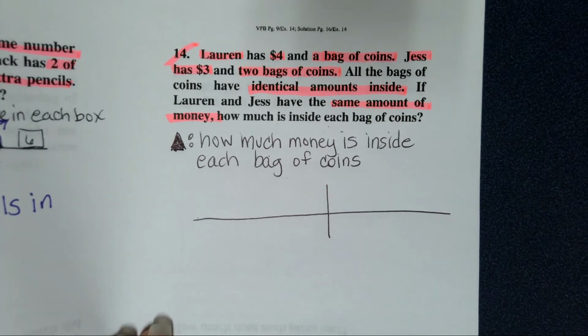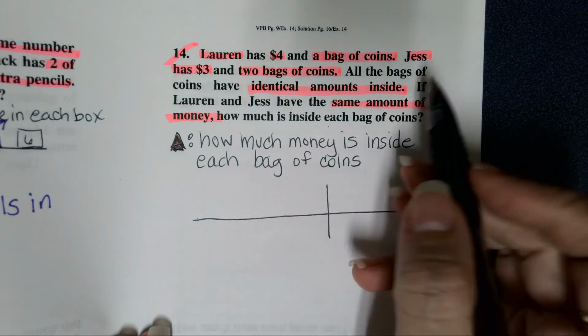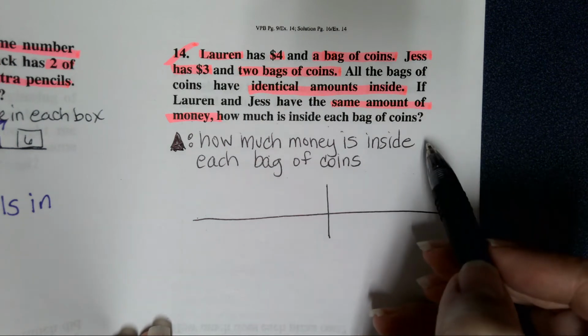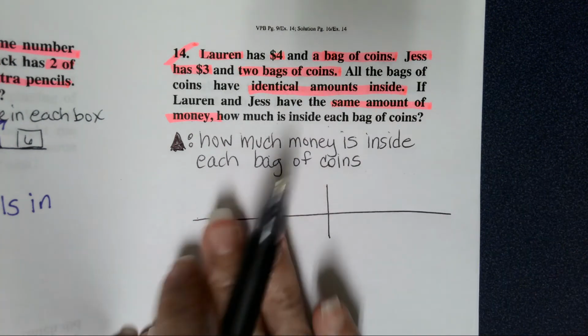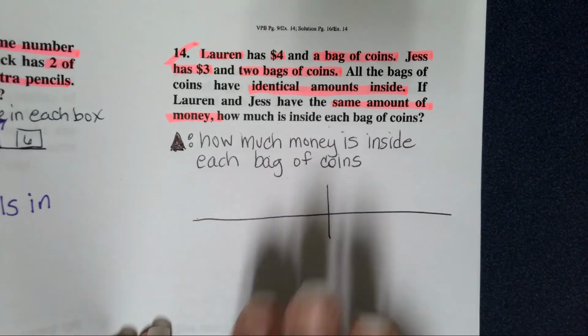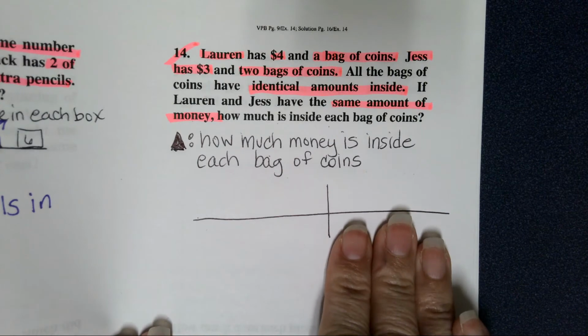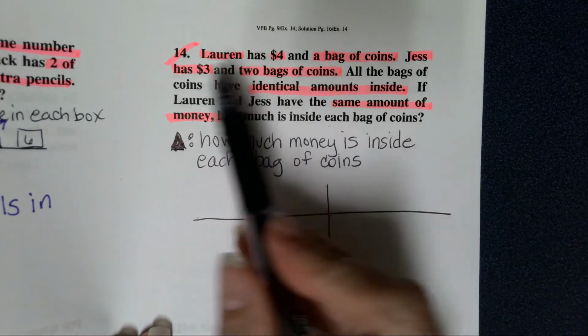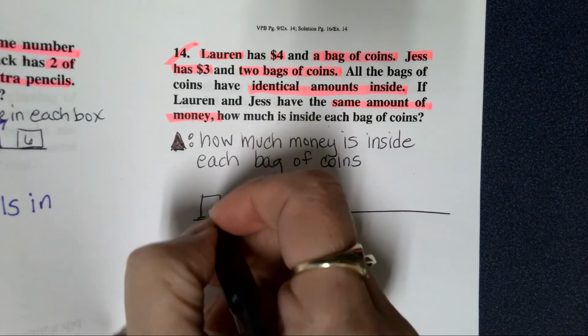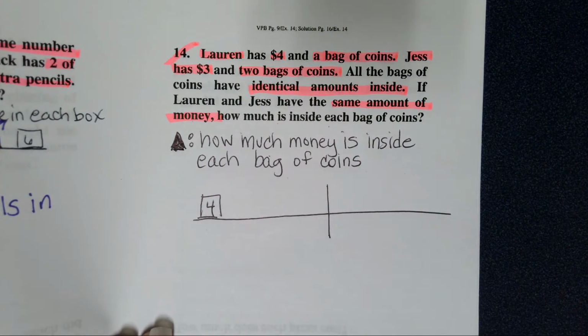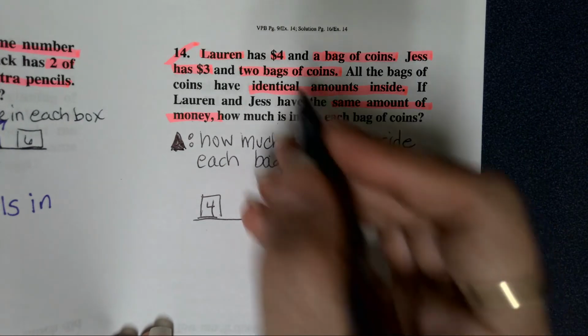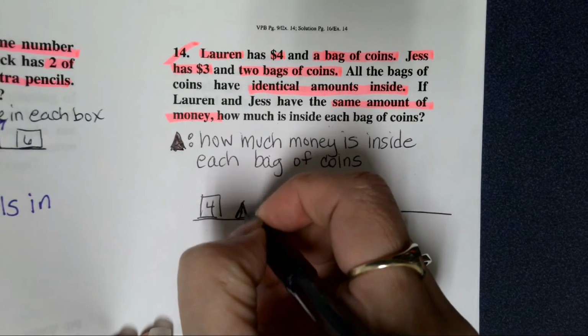Lauren has $4 and a bag of coins. Jess has $3 and 2 bags of coins. All the bags of coins have identical amounts inside. If Lauren and Jess have the same amount of money, how much is inside each bag of coins? So this last sentence says that Lauren and Jess have the same amount of money. So let's write Lauren's amount on the left and Jess's amount on the right, and we'll see if we can balance it from there. So Lauren has $4 and a bag of coins. So just one bag of coins. So we're going to put one pawn on here.